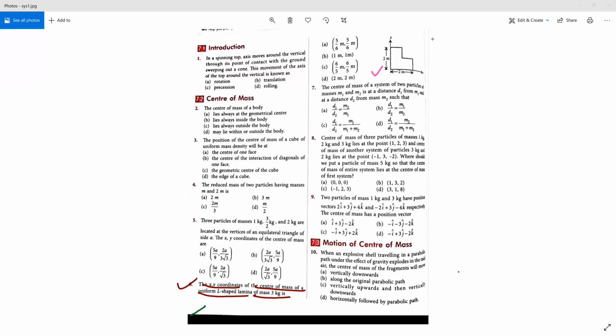And here, the shape of the object they have given, that is the lamina shape of the object. So among the 4 options, by seeing itself it is not possible to choose the right answer. First, let us see how to solve this one. So we are solving the sixth one. This is the diagram they have given.